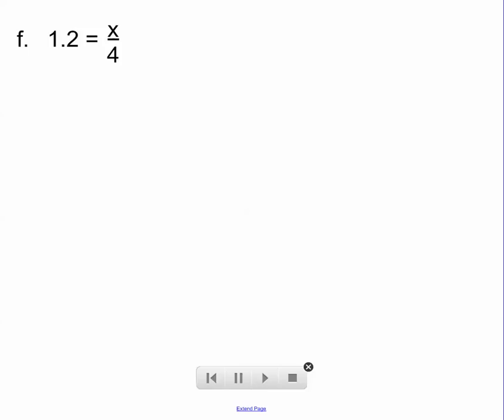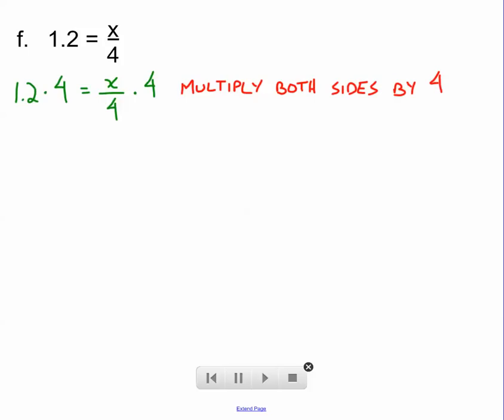Let's keep applying inverse operations to solve equations. Rules of equality. So right here, x is being divided by 4. The inverse operation of division is multiplication. So instead of dividing by 4, I'm going to multiply both sides by 4. Multiply by 4, multiply by 4. As long as you do the same thing to both sides of the equation, it's going to have the same solutions. It's going to be an equivalent equation, some might say. 1.2 times 4 is 4.8, and x over 4 times 4 is just x. The 4's cancel out.